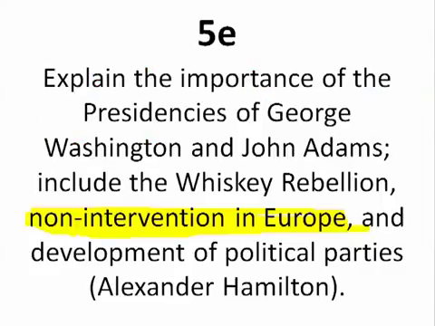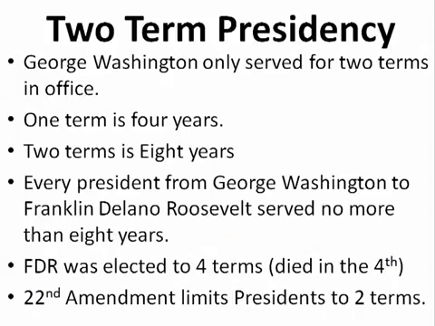Okay. Explain the importance of the presidency of George Washington and John Adams. In George Washington's administration, the non-intervention in Europe. George Washington's going to be a two-term president. It establishes this precedent, or this custom, where presidents only serve for 2 terms in office. And a term in office is 4 years. 1 term is 4 years. 2 terms is 8 years as president of the United States.